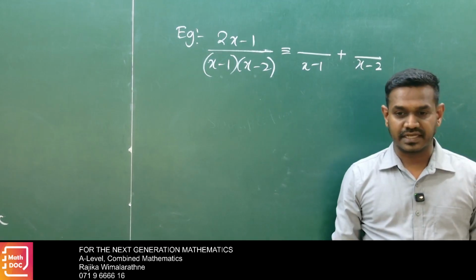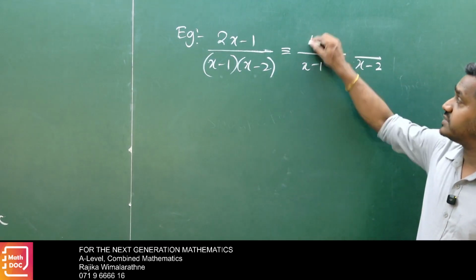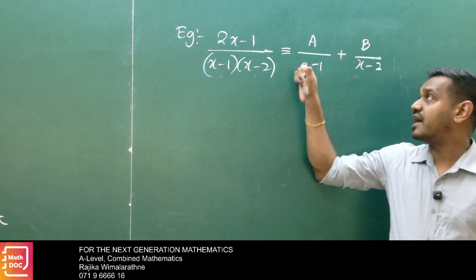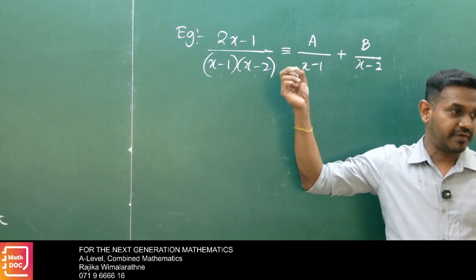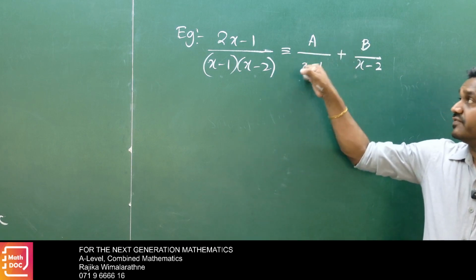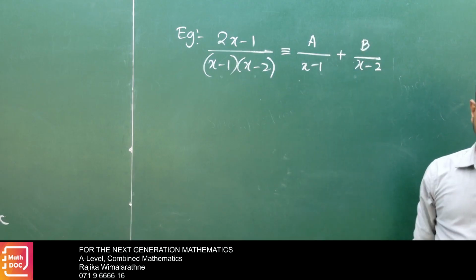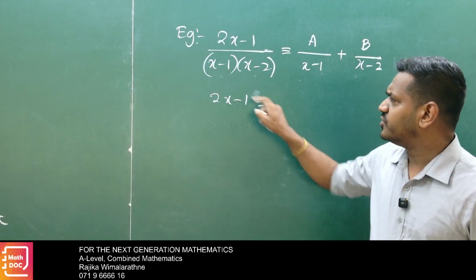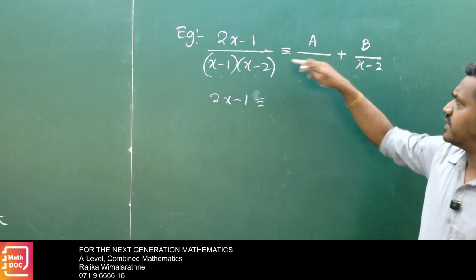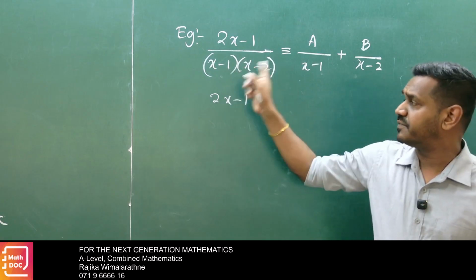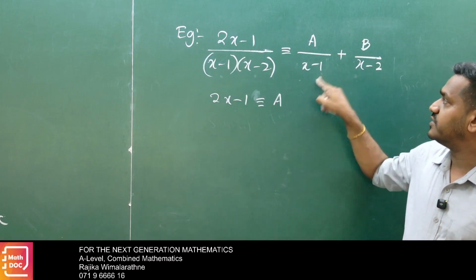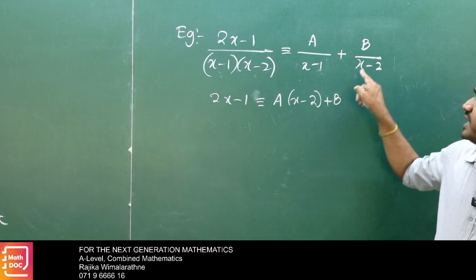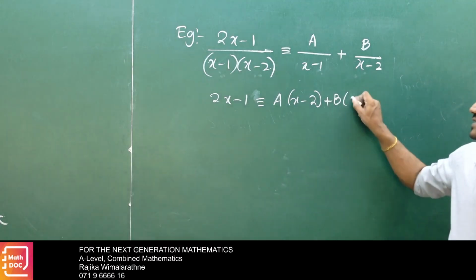Separate with a plus sign. Then you put constants upstairs, A and B. We know in the division algorithm, when we have a power 1 denominator, the numerator will be power 0, a constant. Here it is linear, so you put a constant. Now multiply both the left-hand and right-hand side by the factor (x minus 1)(x minus 2). Then this will disappear. Then A times, you can cancel x minus 1 and x minus 2. Then B times, cancel x minus 2, you write x minus 1.